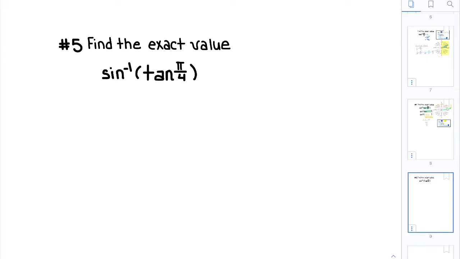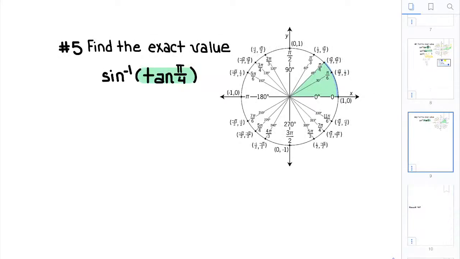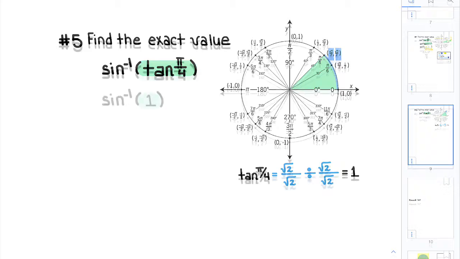On to number 5, finding the exact value of sine inverse of tan of pi over 4. We're going to start by finding the answer to what's inside of parentheses first. To find the tangent of pi over 4, I'm going to go to the unit circle and take the y-coordinate divided by the x-coordinate at pi over 4. So I'm going to have the square root of 2 over 2 divided by the square root of 2 over 2, which happens to equal just 1. So I'm going to replace the tangent of pi over 4 with the answer 1.